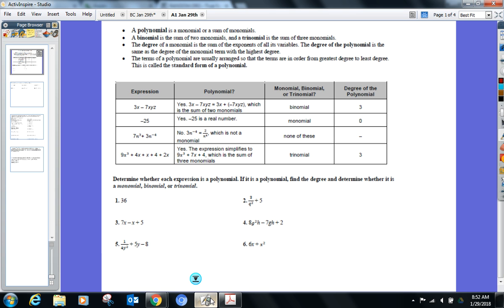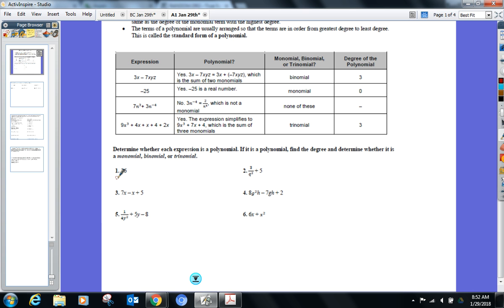I start out with the number 36. If it is a number by itself, yes, it is a polynomial. If it's a number by itself, it does not need variables. All right? If it's a number by itself, yes, it is a polynomial. Now, let's talk about the other two things we have to work on.